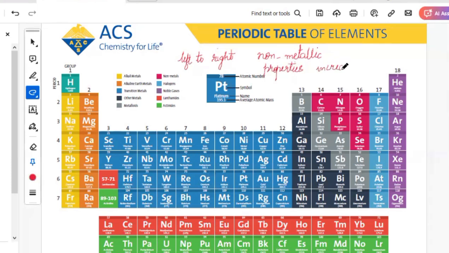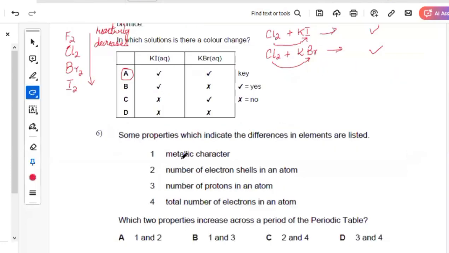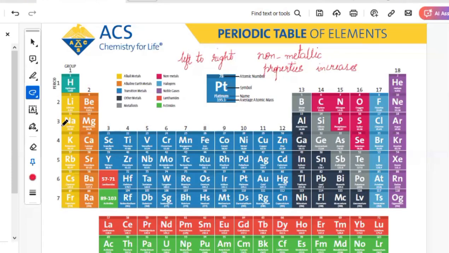Increases across a period. So what happens? You see here that they are saying across a period, metallic properties increase. That doesn't happen. In fact, non-metallic character increases across a period. The number of electron shells in an atom, no, this is also wrong, because the number of electron shells would remain the same across the period. We have seen this.